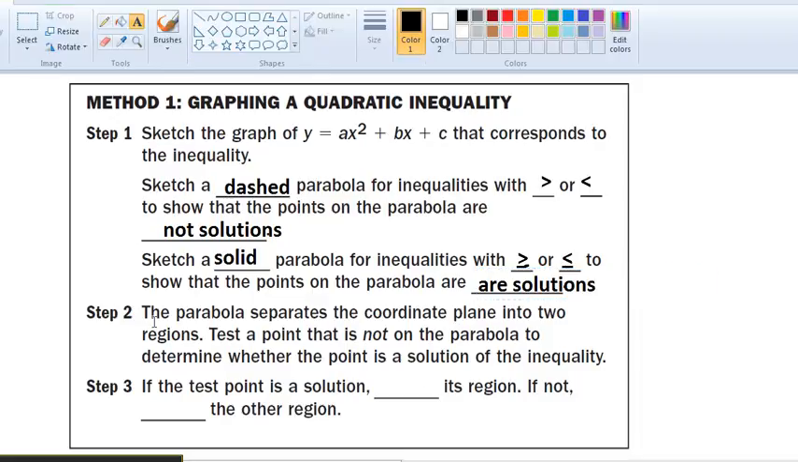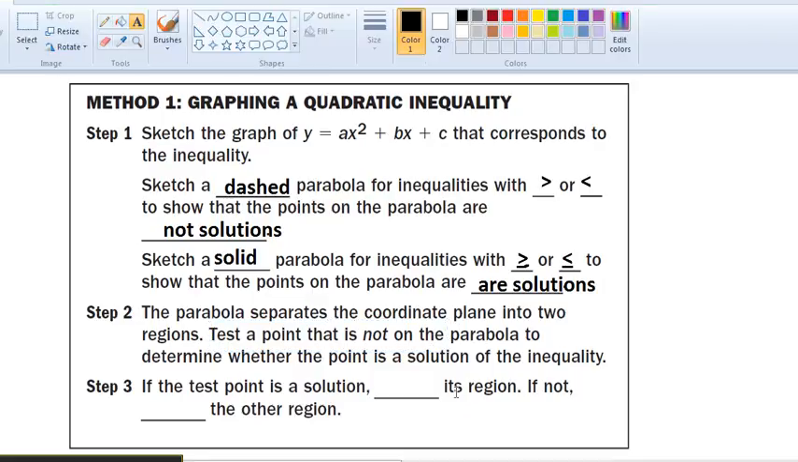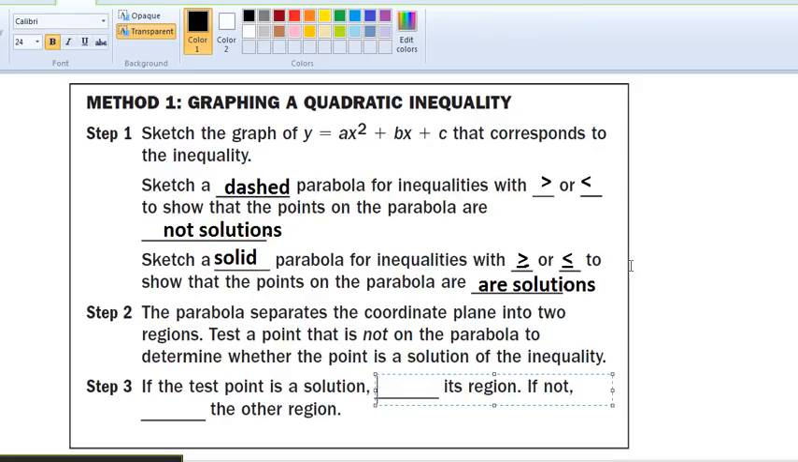Now here's what happens. After we do this dashed and solid thing and figure out where it belongs, the parabola is going to separate the plane into two regions like we did before, except this is not lines. We're going to test a point. You might want to think about how we do that. We're going to test a point that is not on the parabola to determine which side is going to be the solutions. If the test point is a solution, you might be able to guess this now, we're going to shade that region. And if the test point you use is not part of the solution, then we shade the other region.